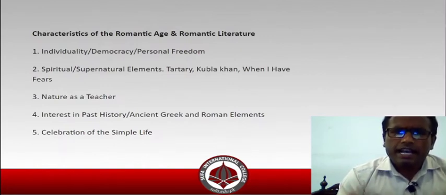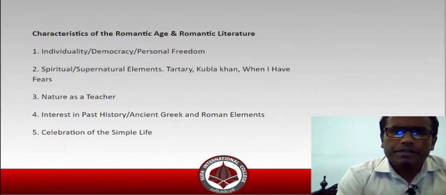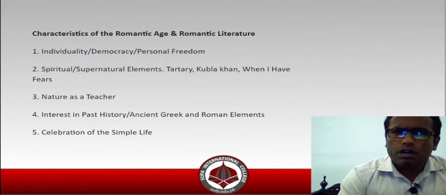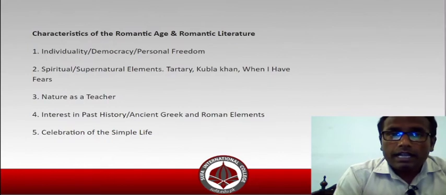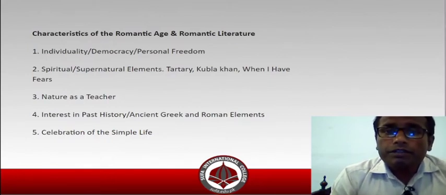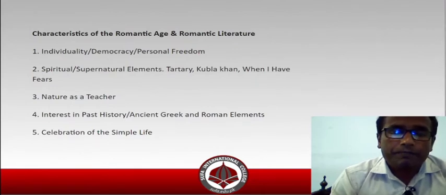Romantics believed that every individual must be given proper opportunity to grow in society. He must be given an opportunity to choose his political leaders and also the right to vote. Then personal freedom was given importance during the Romantic age.